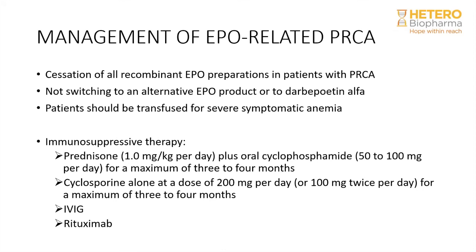The proven ones are the steroids with cyclophosphamide, cyclosporin, IVIG, and rituximab. All have been beneficial. It depends on the discretion of the clinician what they want to use, but they all are going to be beneficial. 4 to 6 months they may require the therapy for. KDIGO says if someone has pure red cell aplasia, they can be put on EPO mimics, that is the peginesatide.